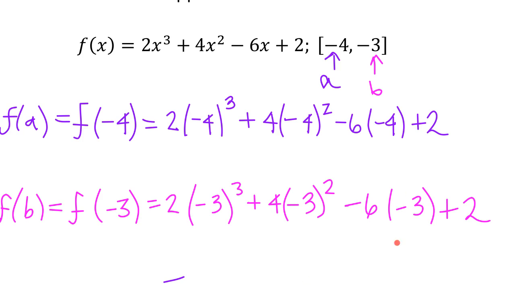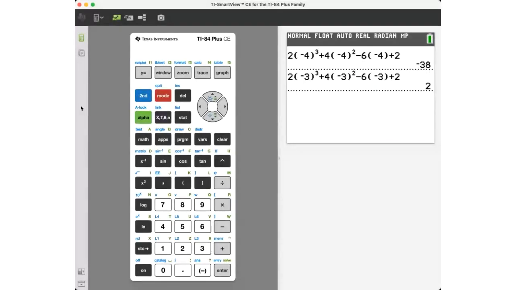Okay, so we are now going to go over, I'm going to show you these two equations typed into my calculator. And I have them right here. So when I plugged in -4 to my function, I obtained f of -4 is equal to -38. For my b, my f of -3 obtained a value of 2. So hopefully those are the two values you got. If you didn't, double check what you entered versus what I have here on the screen.